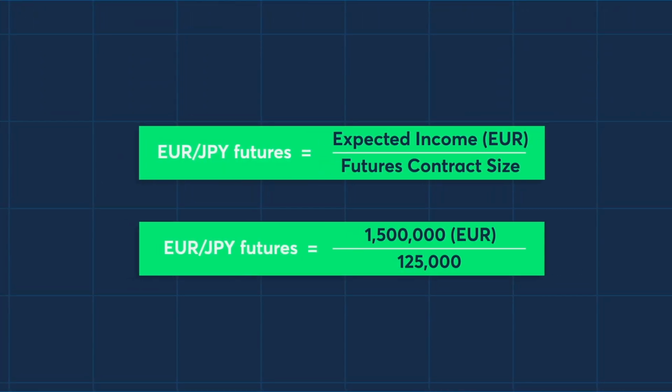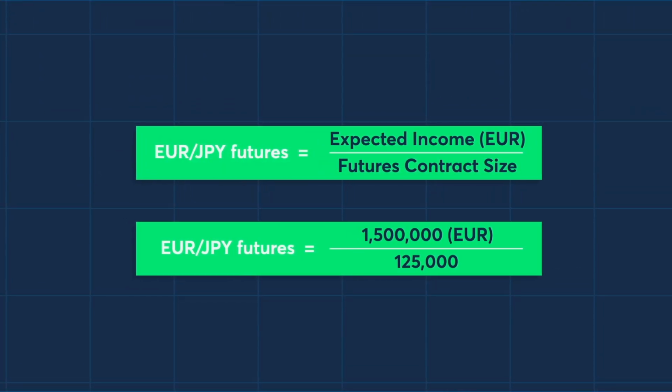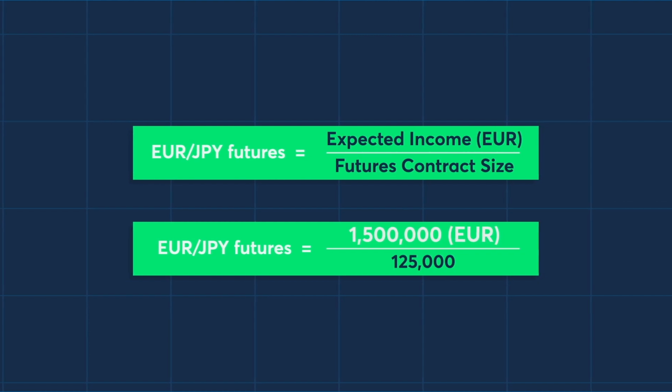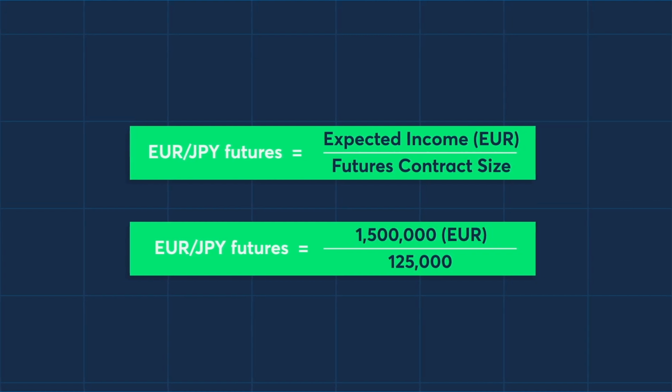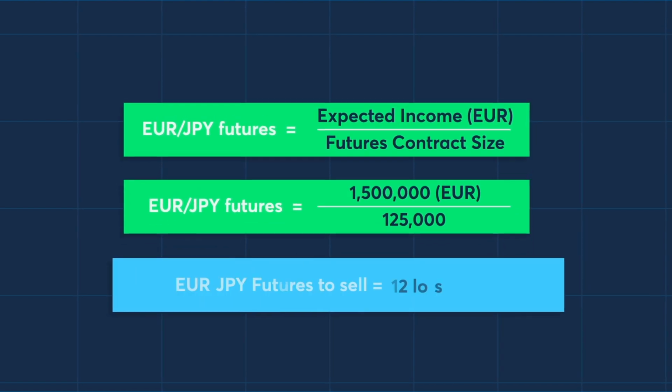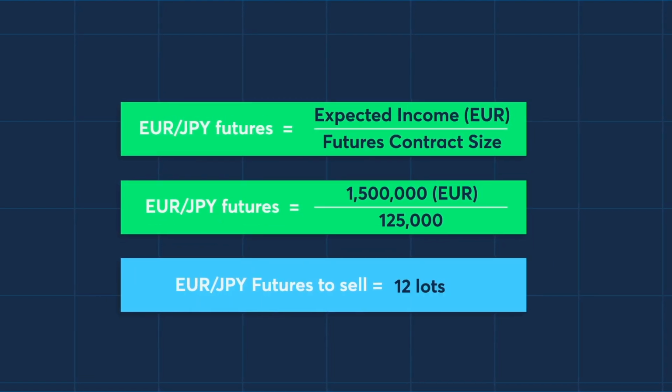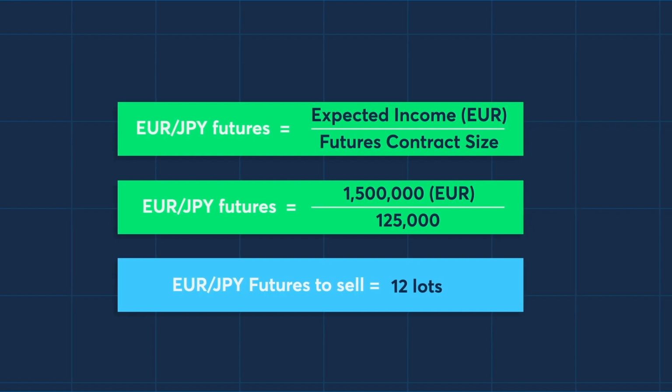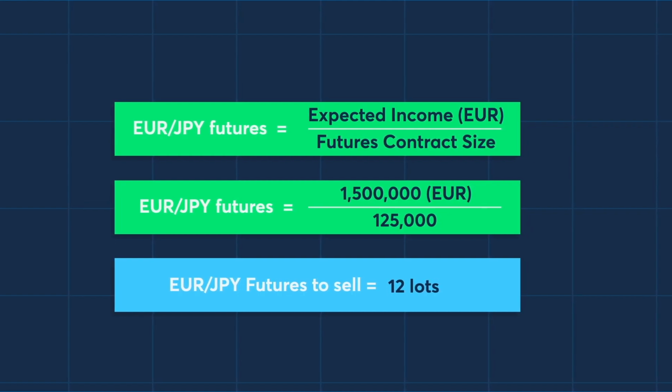To determine how many contracts he needs to sell, he takes the amount in euros he expects to receive, 1.5 million, and divides it by the euro-yen futures contract size of 125,000 to get 12 futures contracts. He'll sell 12 futures contracts to enter the position and will buy them back in December to close the position.